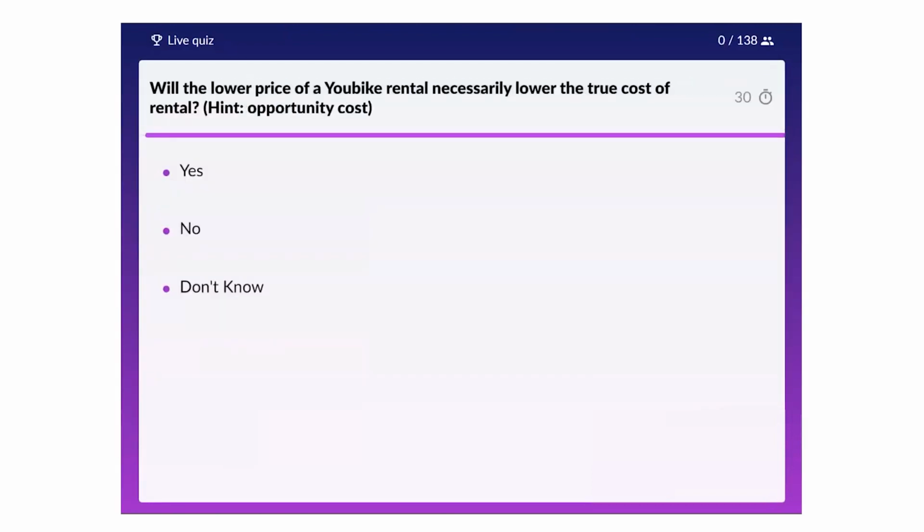Next one, will the lower price of a U-bike rental necessarily lower the true cost of rental? Yes, no, or I don't know. Well, actually, it's okay if you don't know. I do encourage you to think about this. So even if the university says, let's lower this price, will the true cost of the rental go down? That's the question. This is a more difficult question compared to the previous one, so it's okay to disagree.